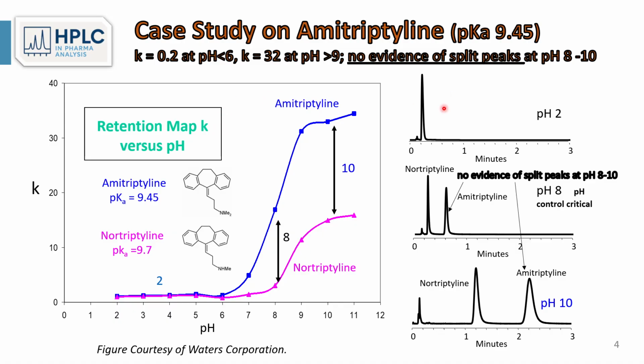Looking at the data, the pKa of amitriptyline, which is a primary amine, is 9.45. The k prime at pH under 6 is like 0.2, almost not retained, very near the solvent front. However, the k is actually over 30 at pH 9. So the hydrophobicity of the ionized and non-ionized forms are very different, and you will not be able to have a split peak. It's going to be like night and day in retention time.